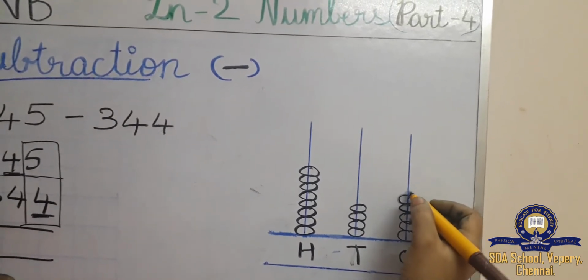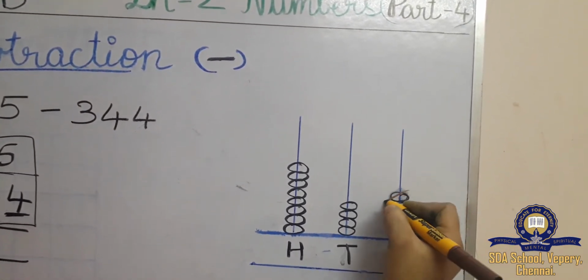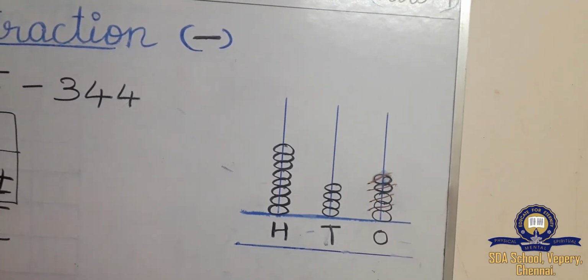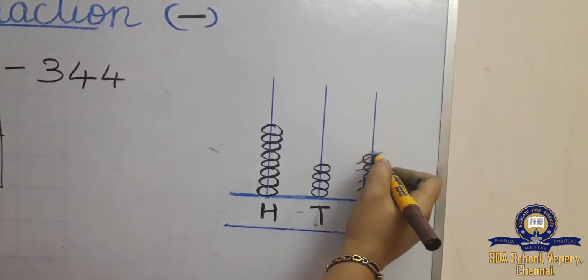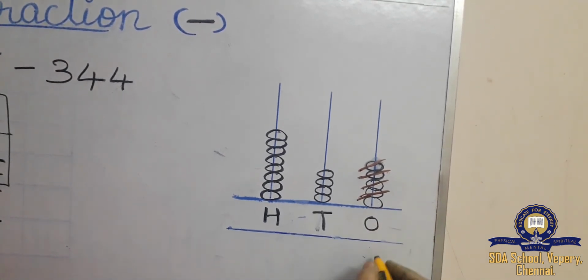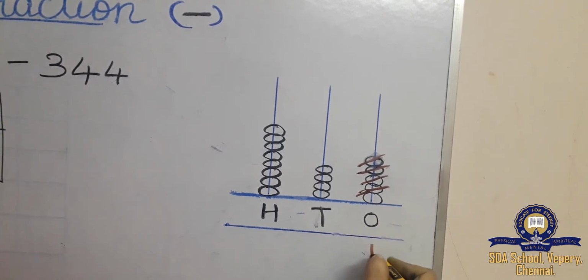So 4 numbers we have to take away. 1, 2, 3, 4. How many beads are left now? So 4 beads I have cancelled. So how many beads are left now? Only 1 bead. So 1 here.